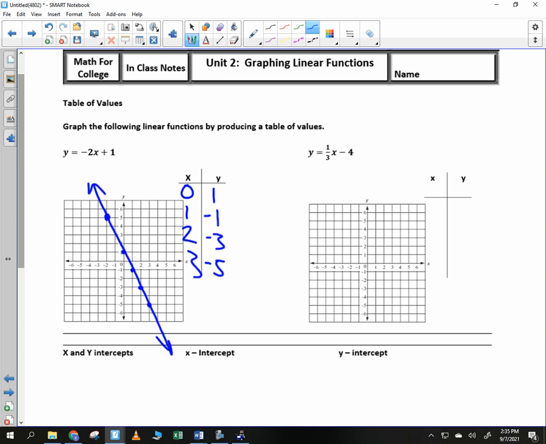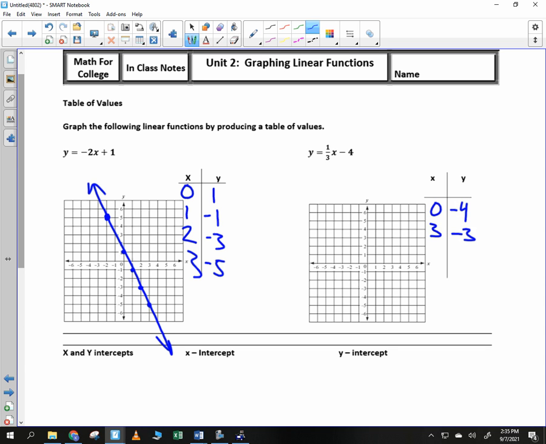What's different about this next one? Got a fraction, right? I always love to plug in 0. If you plug in 0, what do you get for y? Negative 4. I don't want to plug in 1, and I don't want to plug in 2. I want to plug in 3. Does anybody know why? Good. 1/3 times 3 is 1. Minus 4 is negative 3.